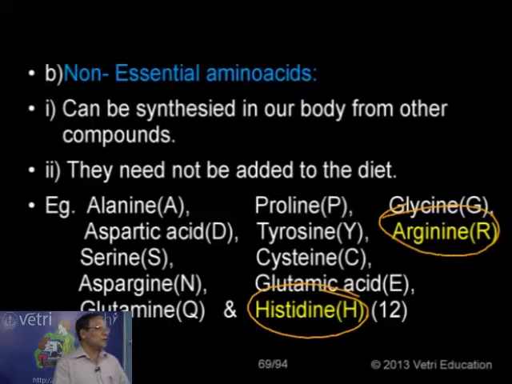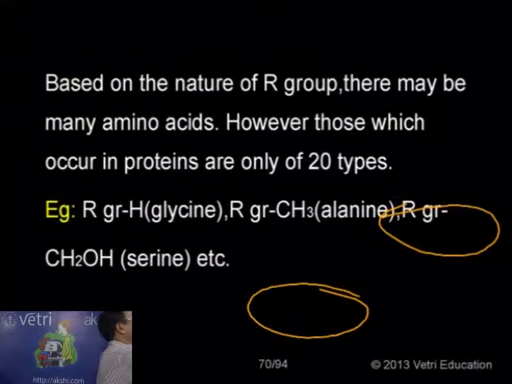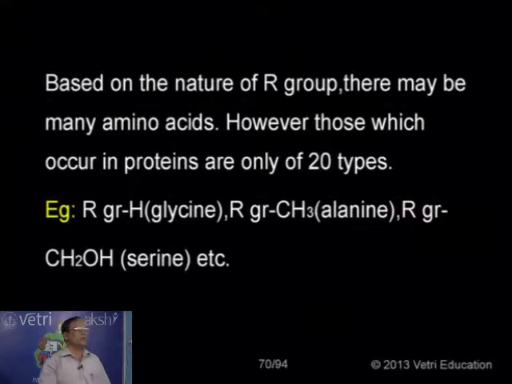So out of these 12 amino acids, I mentioned histidine and arginine. These amino acids may or may not be synthesized, because only when there is a need can they be synthesized. At all other times they should be added to the diet. So these two are called semi-indispensable amino acids. But as per the syllabus, 12 amino acids are non-essential and only 8 of them are essential amino acids. Remember those numbers from the examination point of view.